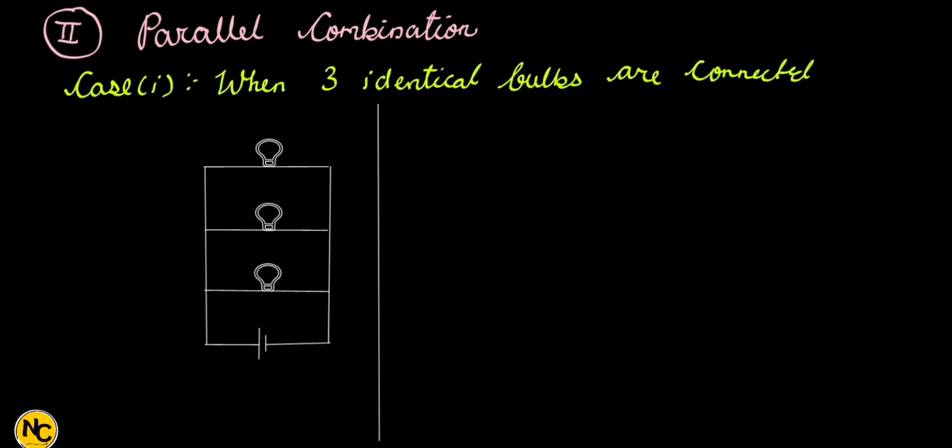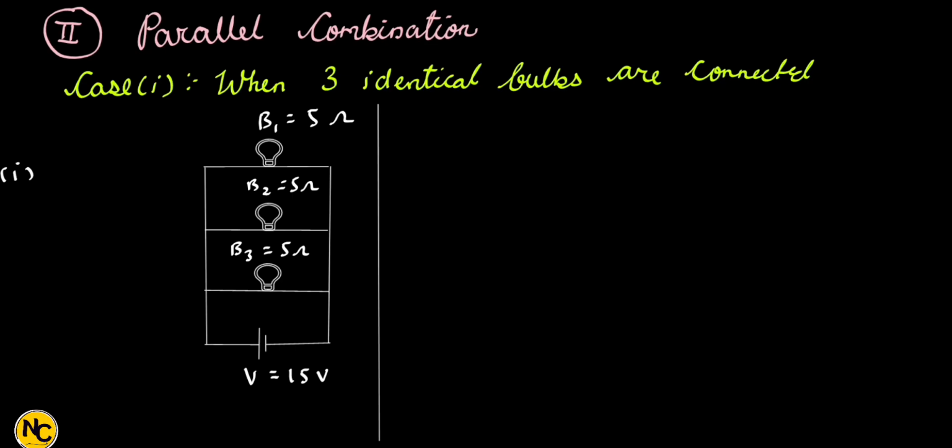Again, in this parallel combination we have two cases. In case 1 we will take three identical bulbs. First bulb B1 is equal to 5 ohm, B2 is equal to 5 ohm and B3 is equal to 5 ohm, and the voltage connected is equal to 15 volt.